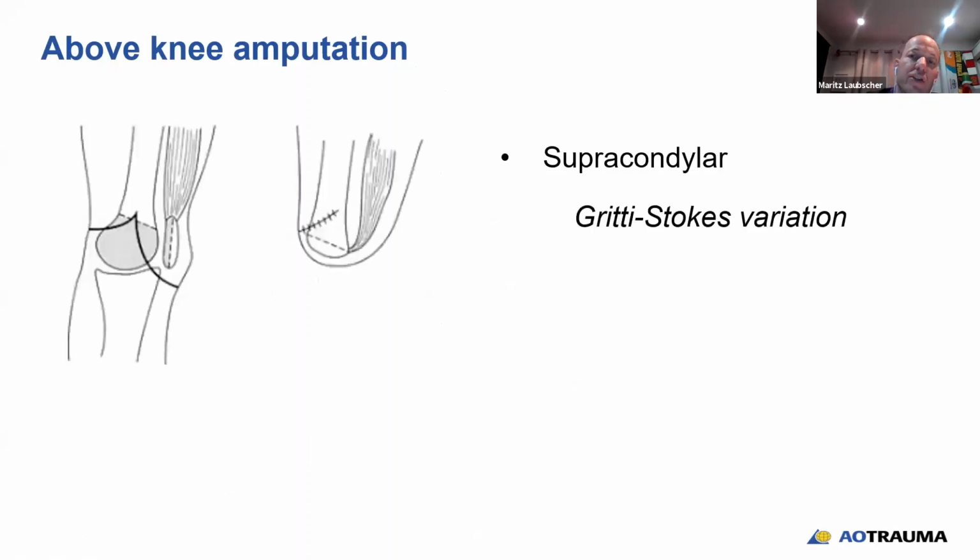There's a modification of the supracondylar amputation described, the Gritti-Stokes. I've actually never performed this myself. This is to try and achieve an end-bearing stump with a supracondylar amputation in the femur, where you cut away the undersurface of the patella and try and get union between the patella and the femur. I've never done this myself, but it is described to basically give a similar stump to a through knee amputation that is end bearing.